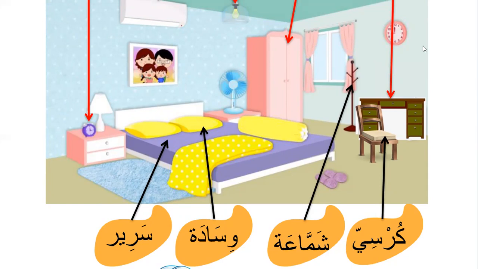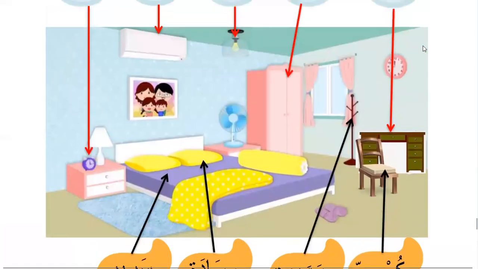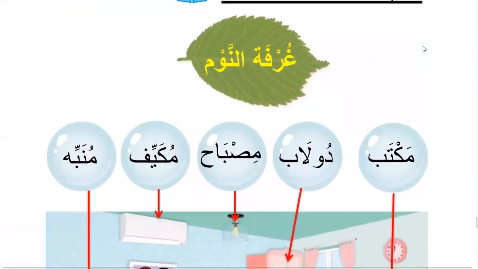It is also known as clothes rack, hall stand. Hall clothes stand. Rack is better. Rack. Wisada, pillows. Sarir, bed. Latifa. Kursi.